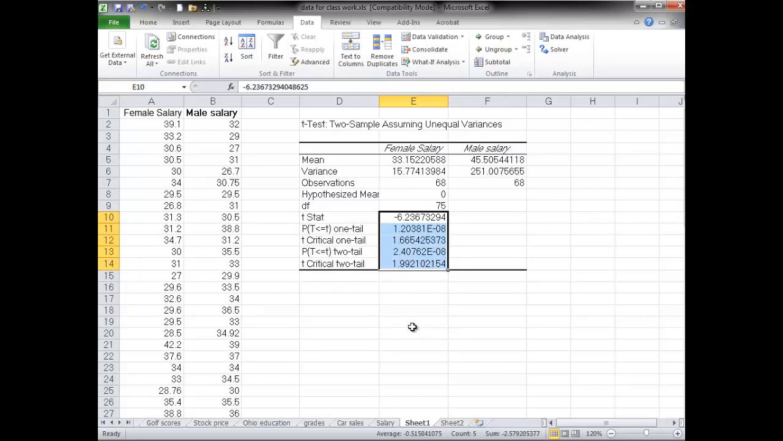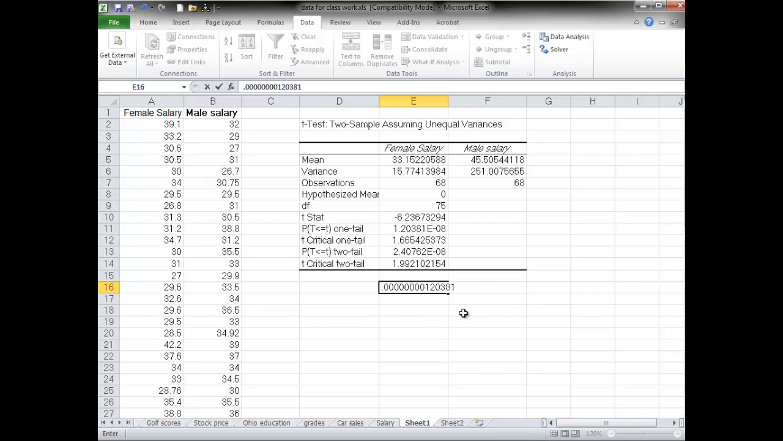There are multiple ways to actually make the conclusion based on the numbers that you see here. Before I tell you about those, I'm going to explain what this number means. The 1.2038 e minus 08, this is scientific notation. It basically means you have a decimal point and then 8 zeros, 1, 2, 3, 4, 5, 6, 7, 8, before you actually get that number, 1, 2, 0, 3, 8, 1.